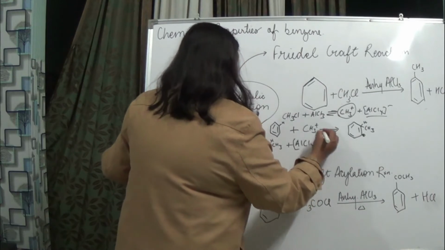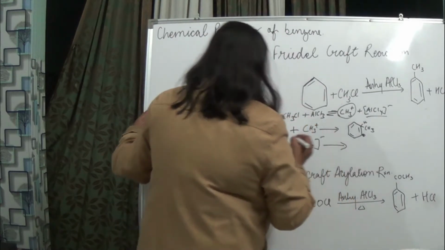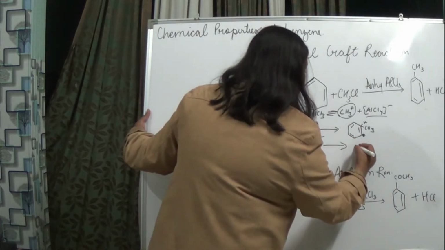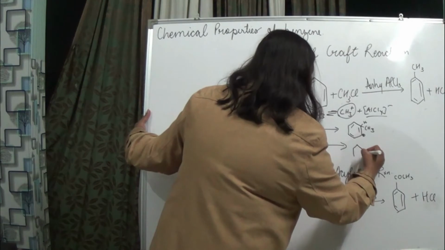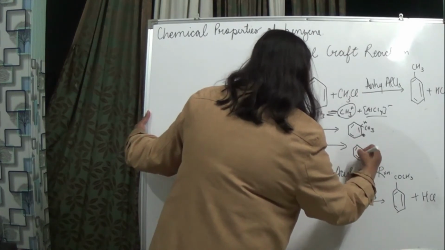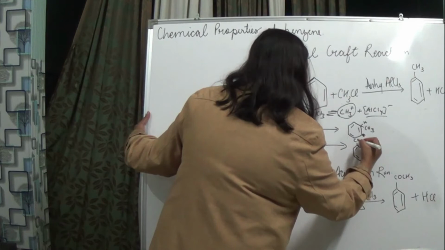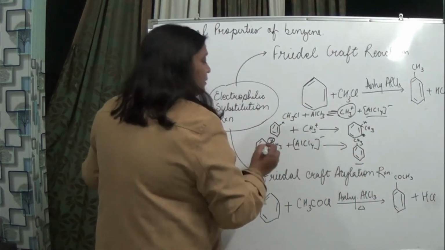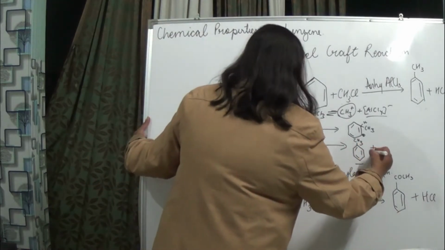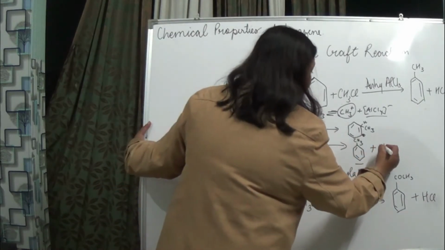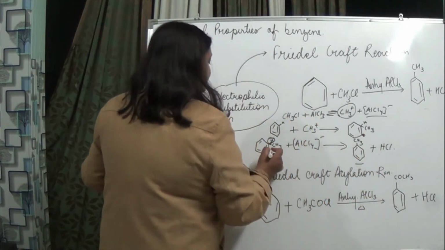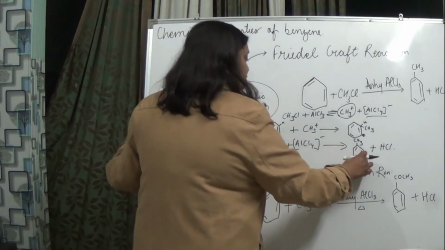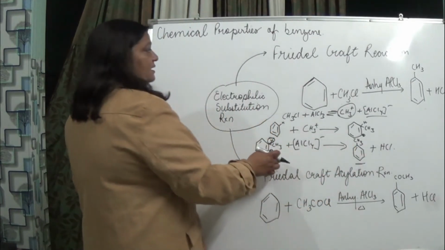As a result, this H will be substituted, thereby forming toluene. Toluene has been formed. This H along with the Cl forms HCl, and this plus sign is also removed after the substitution, thereby forming toluene. So this is the Friedel-Crafts reaction.